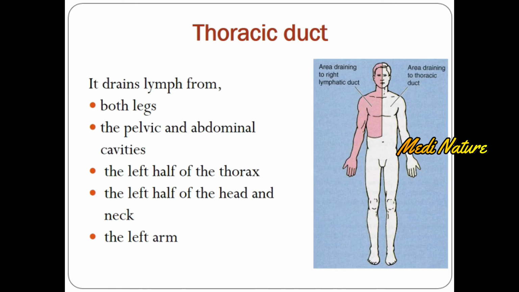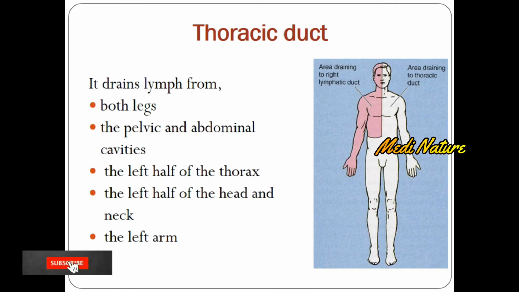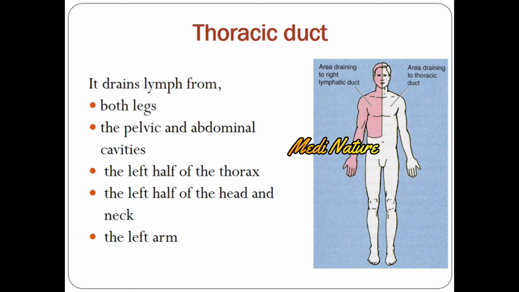The thoracic duct drains lymph from both legs, from pelvic and abdominal cavities, and also from left half of the thorax and the left half of the head and the neck, and also from left arm. If you can simply remember this picture, you can remember what are the areas drained by the thoracic duct and also what are the areas drained by the right lymphatic duct.